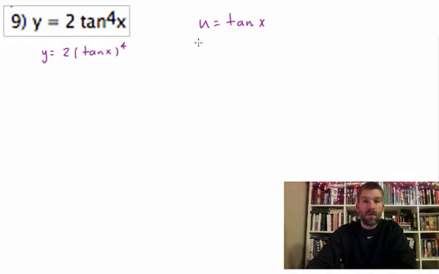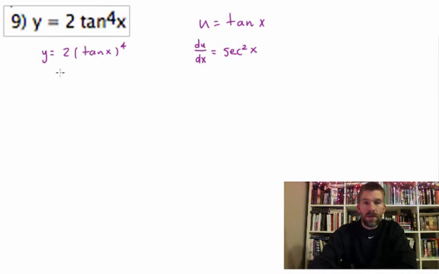Since we're going to be taking the derivative, I'm going to go ahead and find what the derivative of this guy is, du dx. And I'm pretty sure, I could be wrong, but I feel like maybe secant squared x is the way to go right here. So double check that and make sure. Sometimes these trig derivatives, not sine and cosine, tend to go a little haywire.